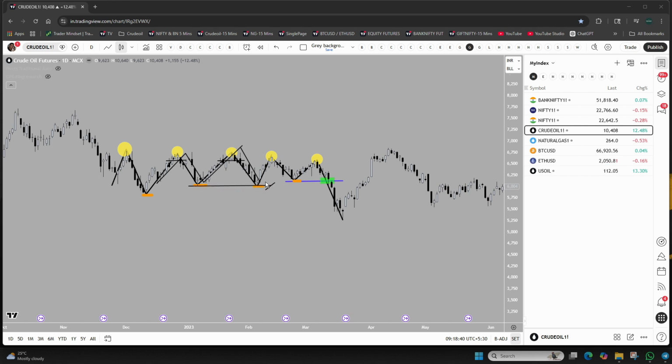It did not breach the neckline, so no sell trade here. Okay, so I hope you are getting the point. Now let's get on to the last double top which was formed. So this one and this one, these are the two double tops which were formed.